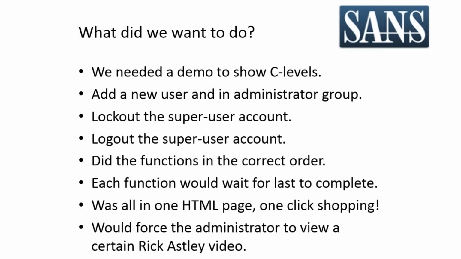So add a user in the admin group, lock out superusers, multiple, log out superusers, multiple, get all the functions in the correct order, and each function had to wait for the last one, right? So add a user, wait. Put the user in the admin group, wait. Lock out the superusers, wait. Log out the superusers, wait. And of course, one page, one click shopping, and the last thing was to make them view a certain video.